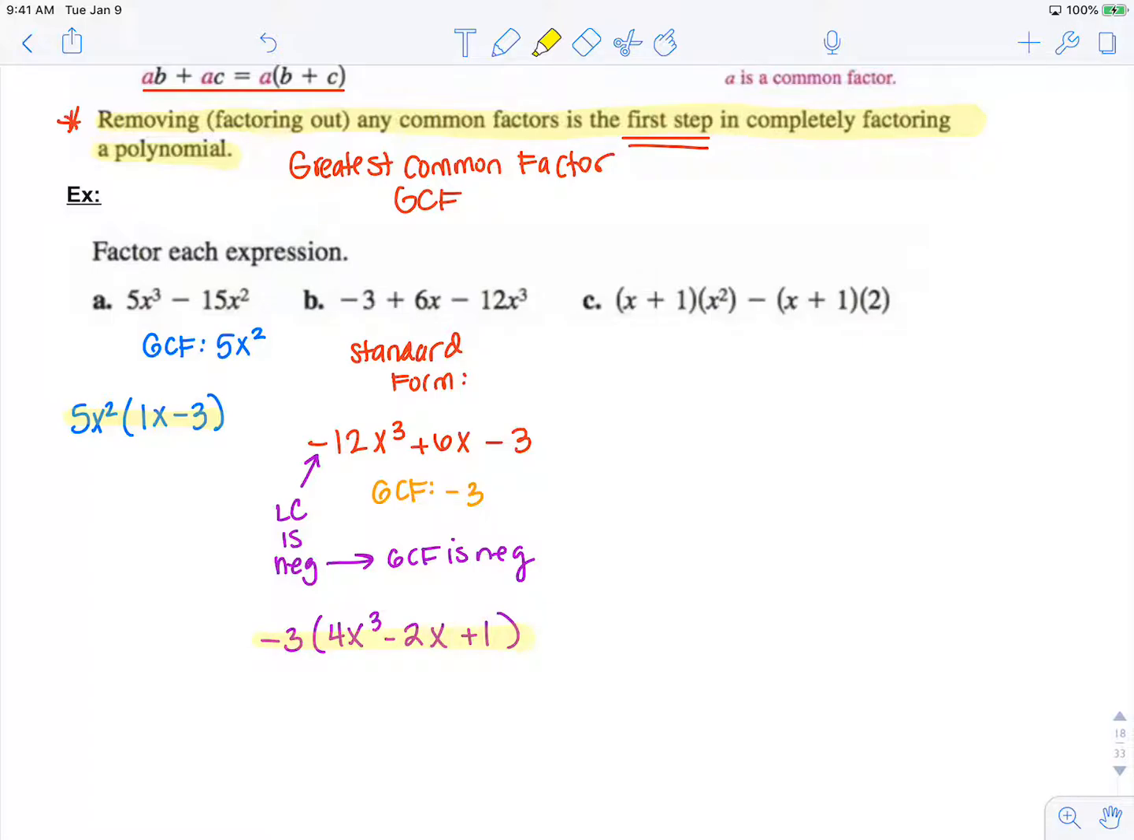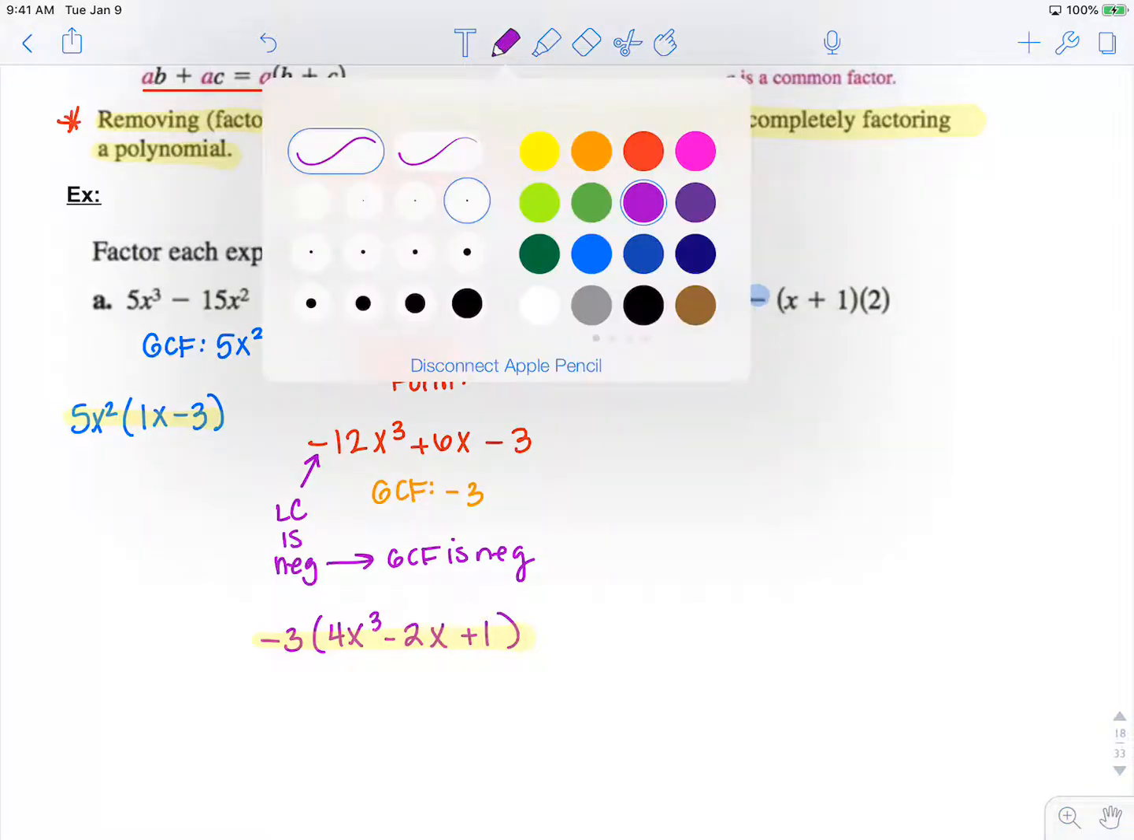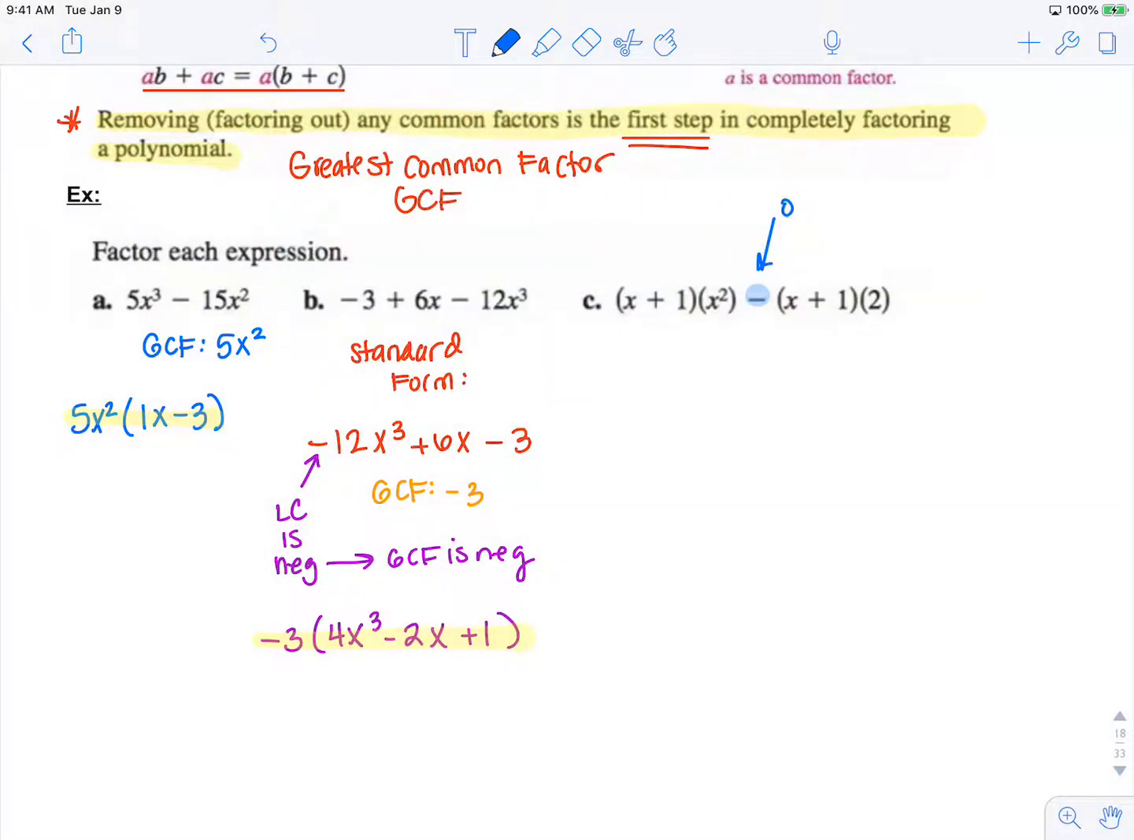So now part C is a very special case. If I focus in on these two terms, there are only two terms being separated by subtraction.